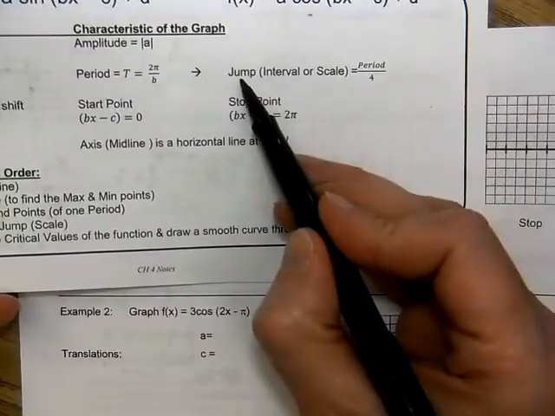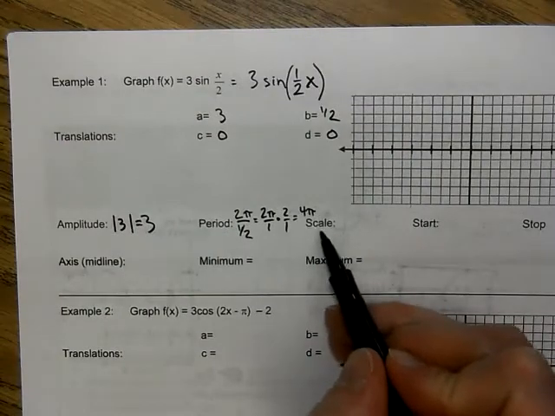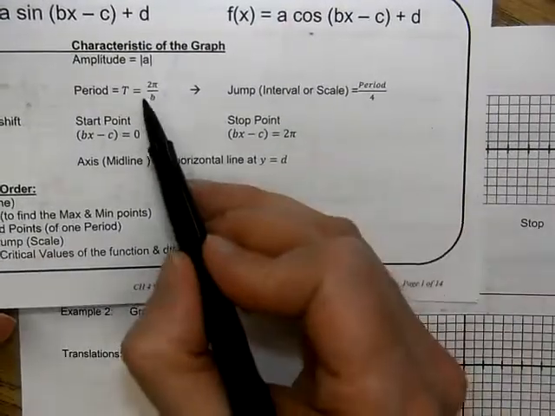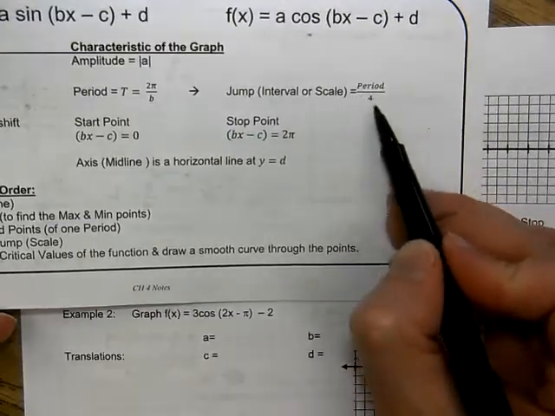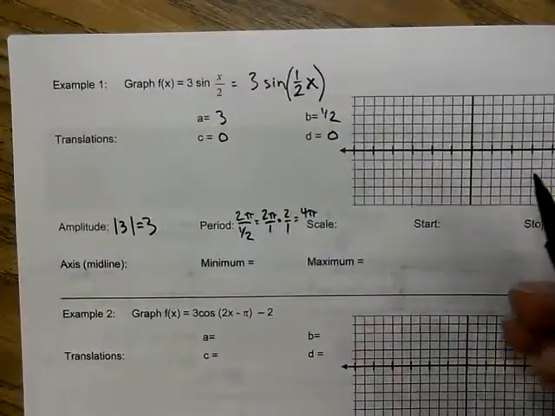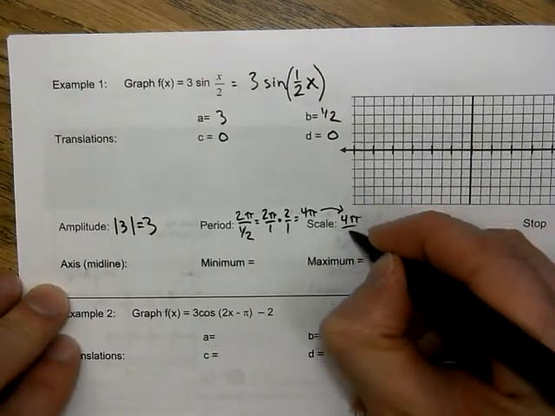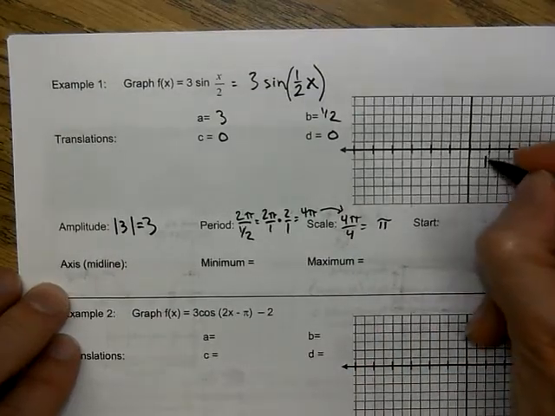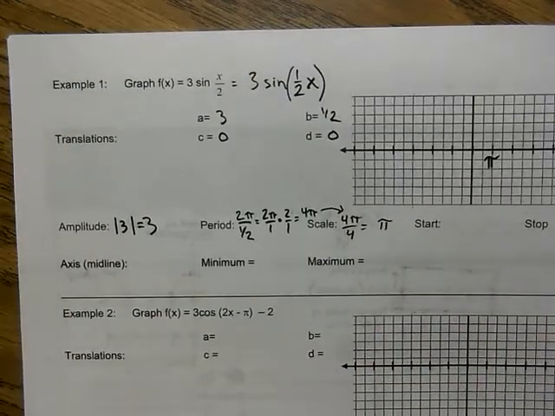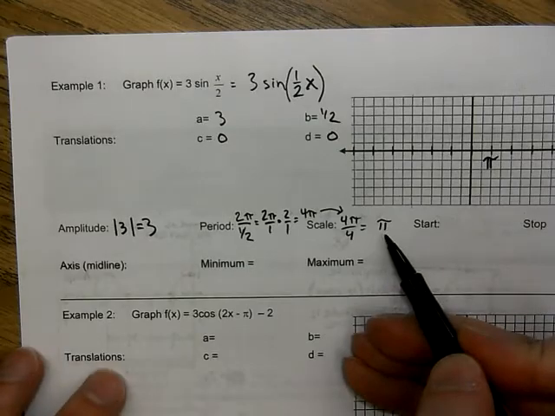Now here in the notes on page 1, it's labeled as the jump. Here in the example, it's labeled as a scale, but they mean the same thing. We're going to take the period that we just calculated and divide it by 4. So we're subdividing that into 4 equal parts. So we take that 4 pi, divide it by 4, and you get pi. So that is going to be the scale on your tick mark. We're going to count using pi as the interval. I'll fill that out in just a moment, but that's what the number does for us.